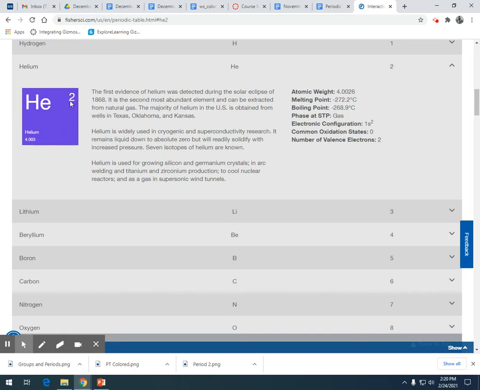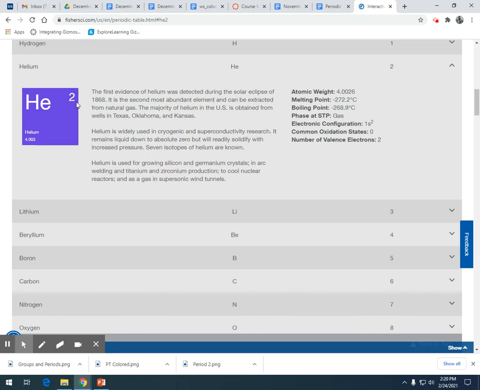The whole number is called the atomic number. So the atomic number for helium is 2. The decimal number is called the atomic mass, or the mass number, or sometimes the atomic mass number, but some mass is in there somewhere. The atomic number, the whole number, in this case for helium 2, tells you the number of protons in an atom of that element. So every helium atom has got 2 protons.